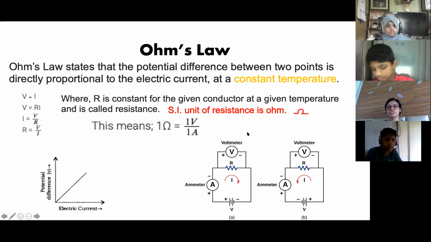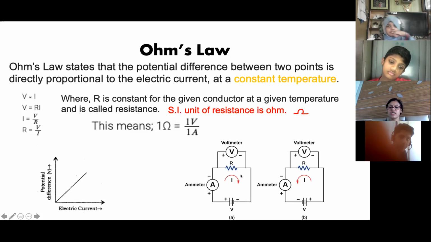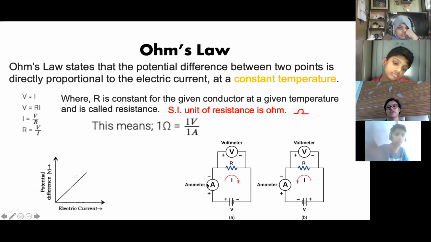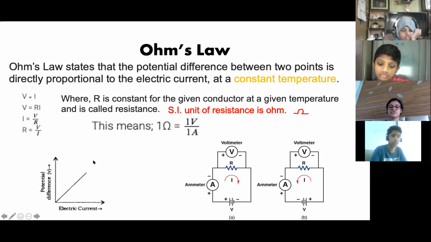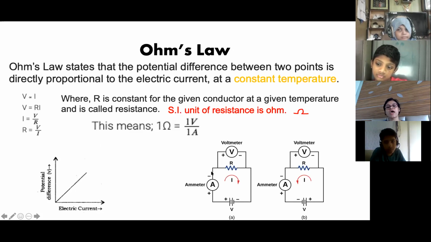Now, how do we do it? The circuit of Ohm's law is like this. You will have a battery. An ammeter will be there to find the current reading. There will be a resistance across which you will measure the voltage, and then you will find various values of current and voltage, and you will plot a graph. You will get this straight line graph. This is an experiment which is always done in the lab. It is always there in the syllabus also.